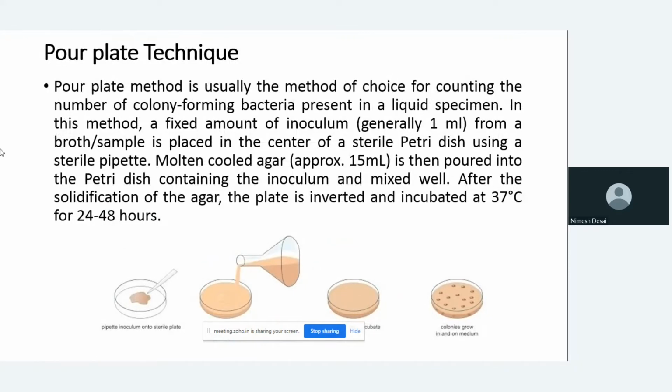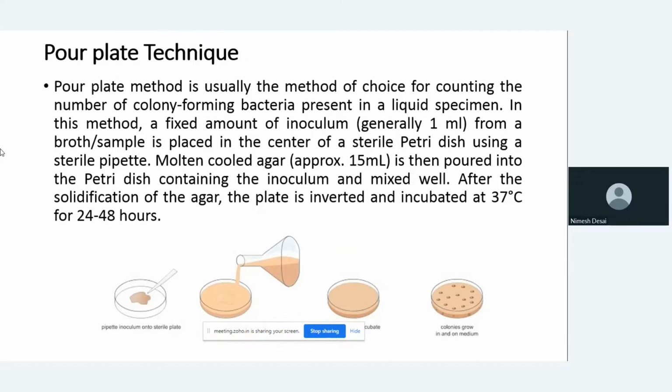The technique is the pour plate technique. What is the pour plate technique? The pour plate method is usually the method of choice for counting the number of colony forming bacteria present in a liquid specimen. In this method, a fixed amount of inoculum from a broth or sample is placed in the center of a sterile petri dish using a sterile pipette.